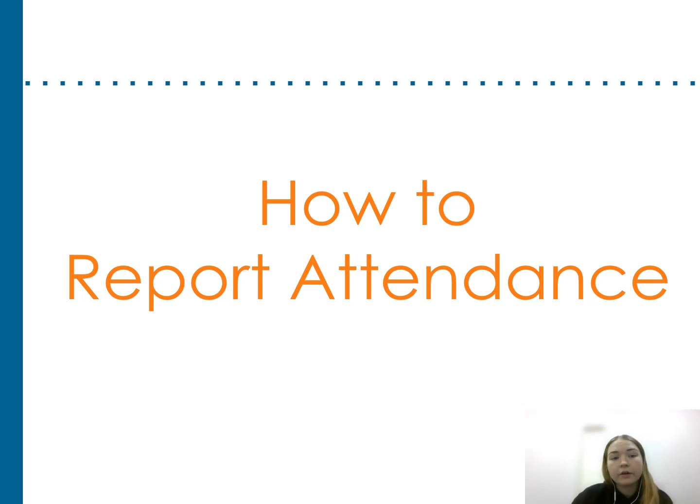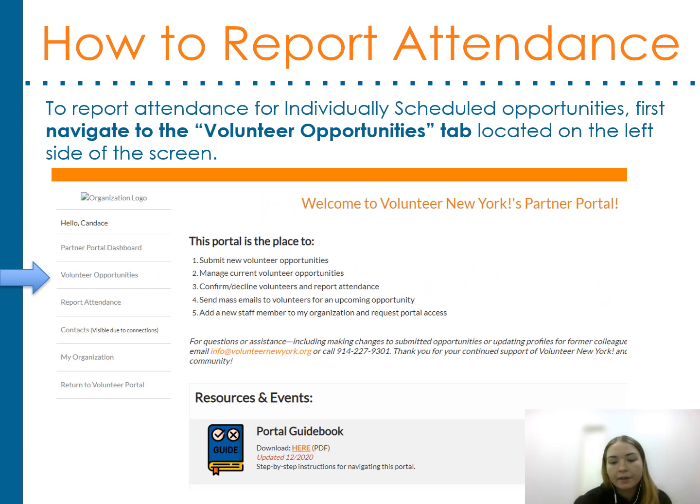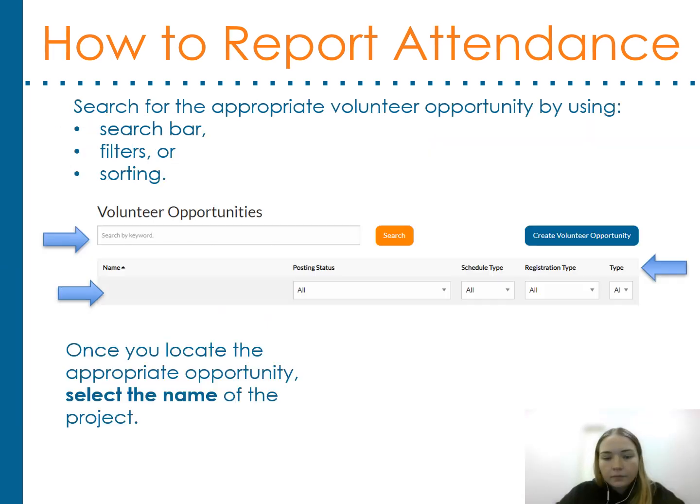So now that we know how to confirm or decline volunteers before we report attendance, we can go through how to report attendance for individually scheduled projects. The first step is to select the Volunteer Opportunities tab from the menu on the left side. This page is going to list all the opportunities from your organization.